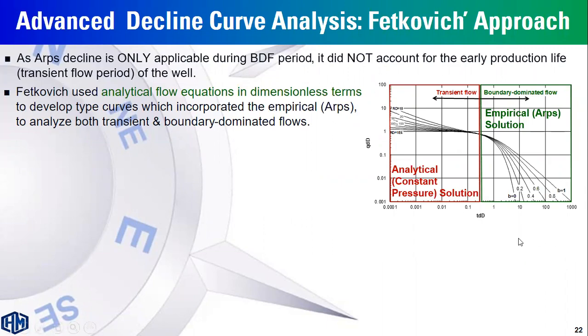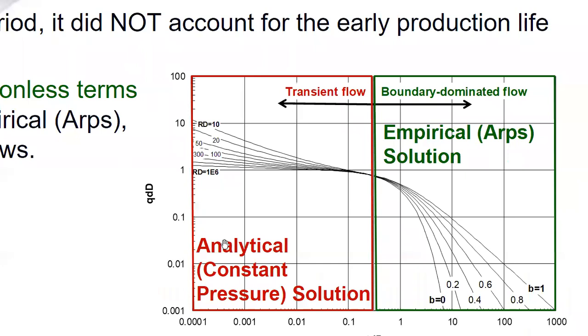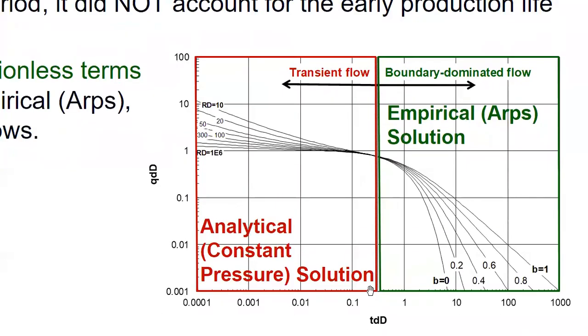So as you can see, this is the typical plot or typical type curves of Fetkovich. We have dimensionless rate against dimensionless time. We have two major regions for this set of type curves: the transient, which is analytical based on the constant BHP solution, and boundary dominated flow based on the empirical Arps solution.